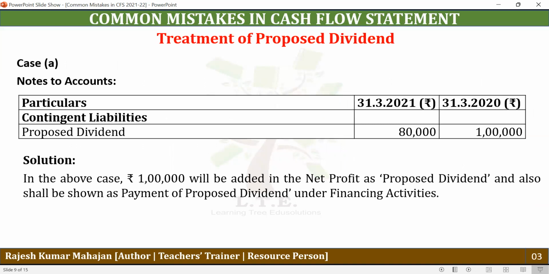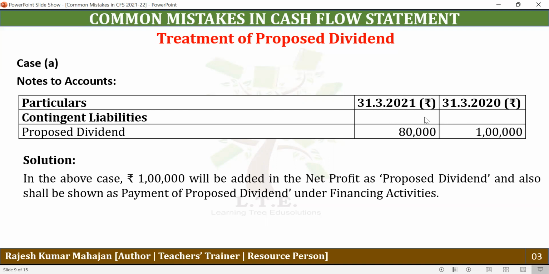Now let's understand with the help of 3 examples. Example A. Here you can see that under contingent liabilities, proposed dividend is given to you. It is a note to accounts, and the current year is 2021 and the previous year is 2020. In the previous year, dividend was proposed for rupees 1 lakh. So this must have been approved in the next financial year, that is 2021. The dividend proposed in the year 2021 will be approved in the next financial year, that is 2022. So what treatment shall we consider?